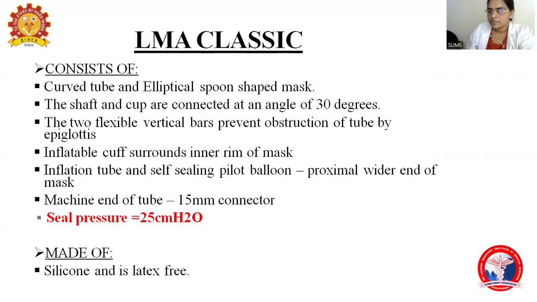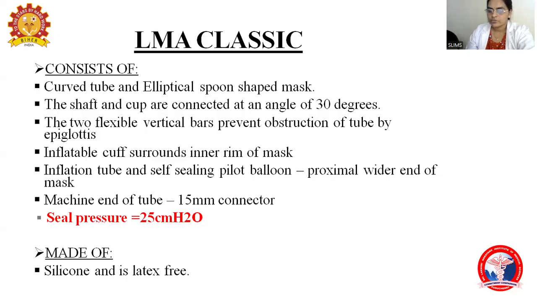So that is the curved tube and elliptical spoon-shaped mask. The shaft and cup are connected at an angle of 30 degrees. The two flexible vertical bars prevent obstruction of the tube by the epiglottis. An inflatable cuff surrounds the inner rim of the mask. The inflation tube and self-sealing pilot balloon are at the proximal, wider end of the mask. The machine end of the tube has a 15 mm connector.